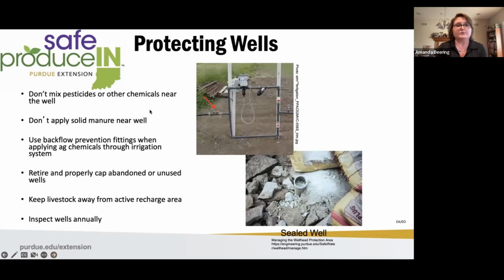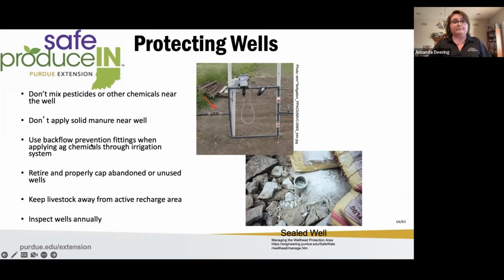And then we also have wells. And so wells, again, are lower risk because they're sealed, right? We're not going to have, water should not, in theory, if everything's working right, water should not be getting inside that well. And so here are just some tips for protecting those wells. So they should be inspected annually just to make sure the casing isn't cracked, that you don't have an area where water can get into the well.